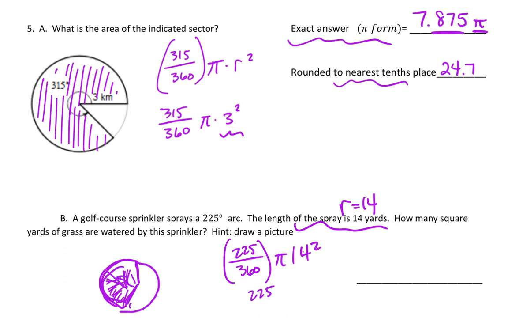I know 14 squared is 196. Tim, you ready for some calculator work? Our last one for a while. We got 225 divided by 360. Go ahead and hit times 196 and let me know what you get. I don't know if you're right or not, but I got 122.5. Yeah, that sounds about right.